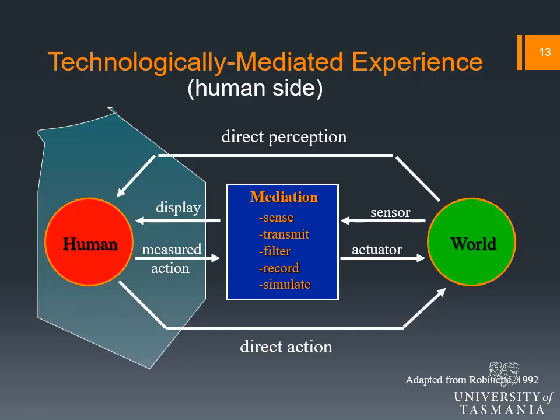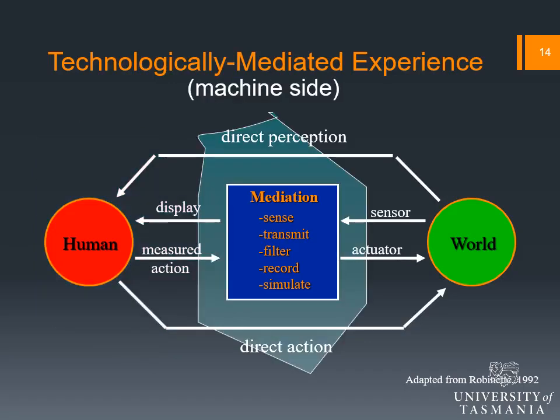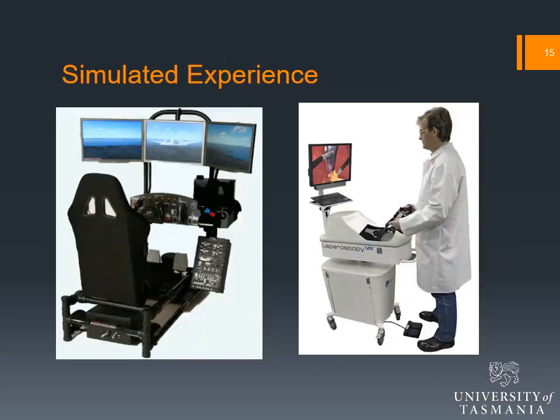So this just highlights again: the human on the left hand side, and then the machine in the center. Here are a few examples of what the experience looks like, where you're not interacting directly with the world, you're interacting with this machine. We call it a technology mediated experience.